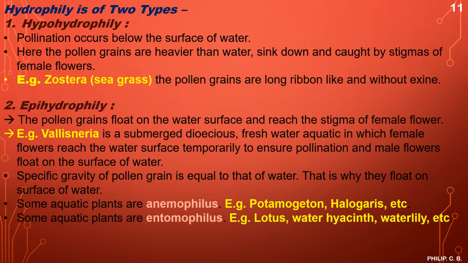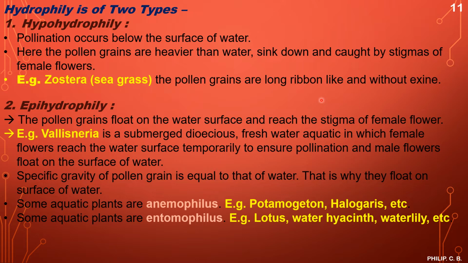Now, moving further, in hydrophily there are two types. One is hypohydrophily, the second epihydrophily. First we come to hypohydrophily. Pollination occurs below the water surface. The term hypo means below. Here the pollen grains are heavier than water, sink down and are caught by the stigmas of the flower. Example: Zostera, the seagrass. The pollen grains are long, ribbon-like and without exine.